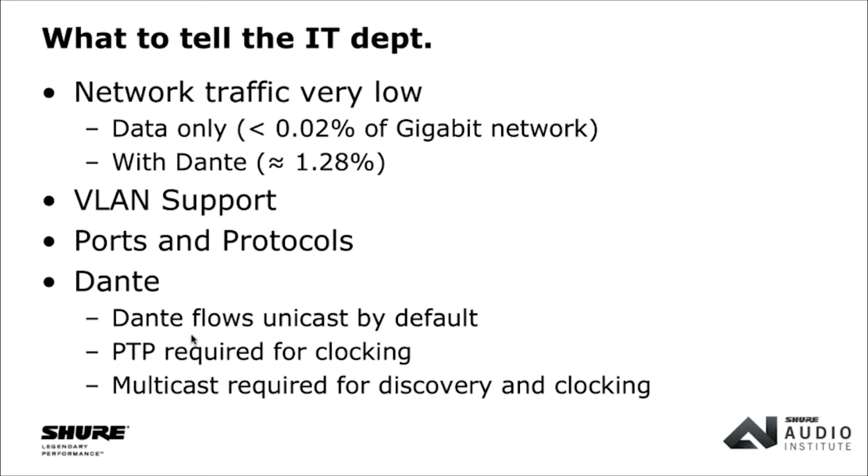Traffic for these types of devices is typically very low. When you're looking at just the control side, where it's data only, it's 0.02% of a gigabit network. So really nothing to worry about there. And even with Dante, it's approximately 1.28% of a gigabit network, and that's a large Dante network.